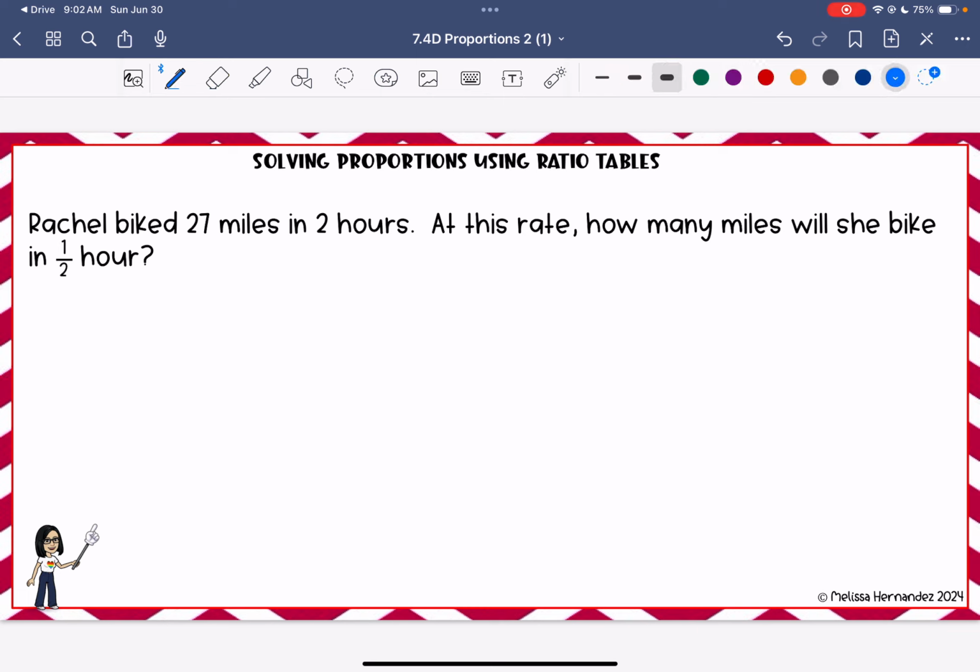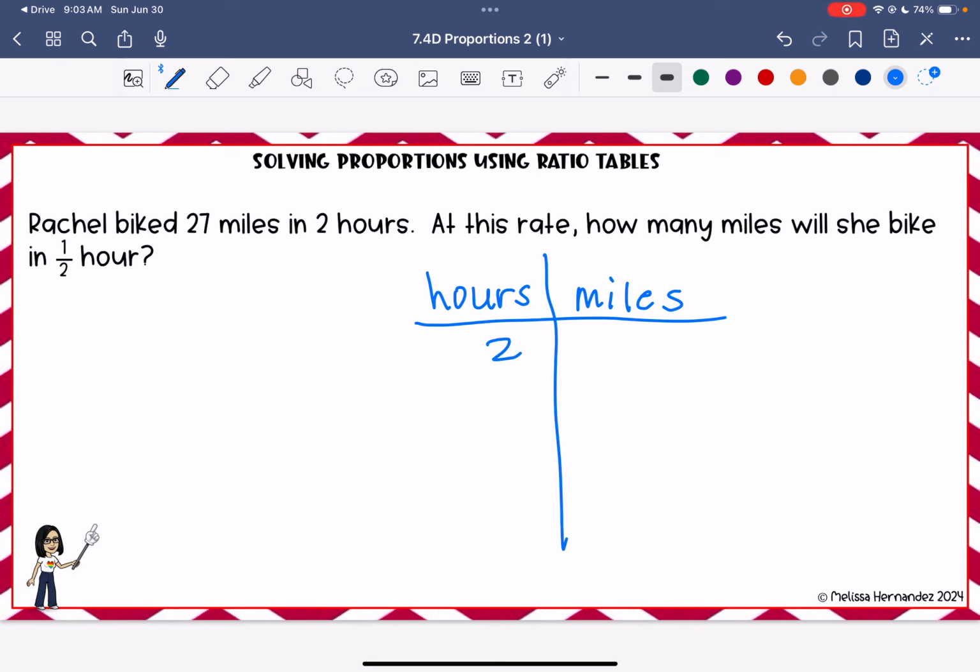So if you notice, we're actually comparing miles to hours. So I'm going to set up a table. And then I'm going to put my time, which is hours, on the left side of my table. And then miles on the right side. Okay, so it's 2 hours is 27 miles, and I want to get to half an hour.